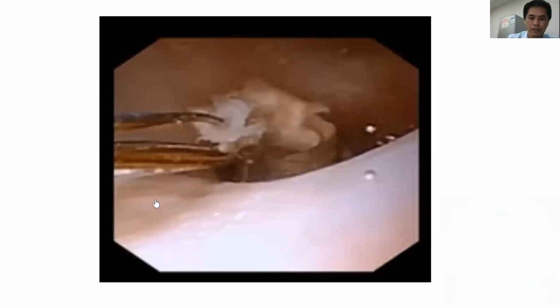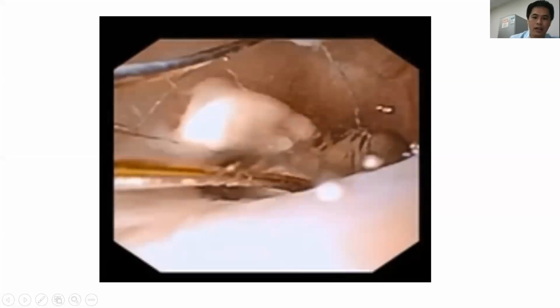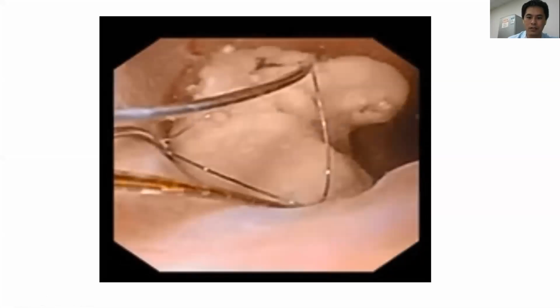Here is a video where we deal with these infectious stones. You can see this is an endless basket we use in our operations, and we first pull out these pus substances and some smaller stones.